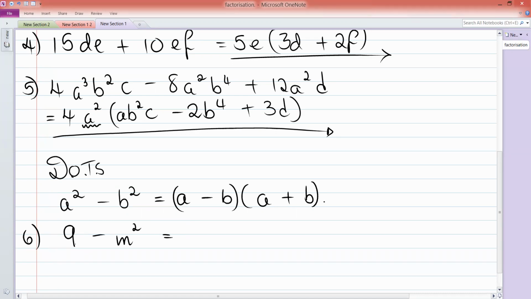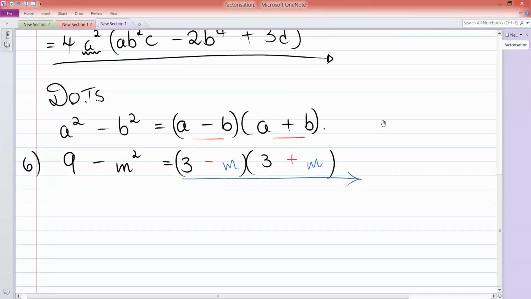So let's think of the number 9, right? What's the square root of the number 9? Another way of thinking of, yeah, perfect. So we're going to plug in 3 there and 3 there. Then the square root. So let's look at the pattern above, right? The first bracket had a minus, and then the second one plus. So that means also here, I'm going to have minus and I'm going to have plus. Then m squared. What's the square root of m squared? M. Perfect. So 3 minus m, 3 plus m. That is how we factorize this one. Awesome.